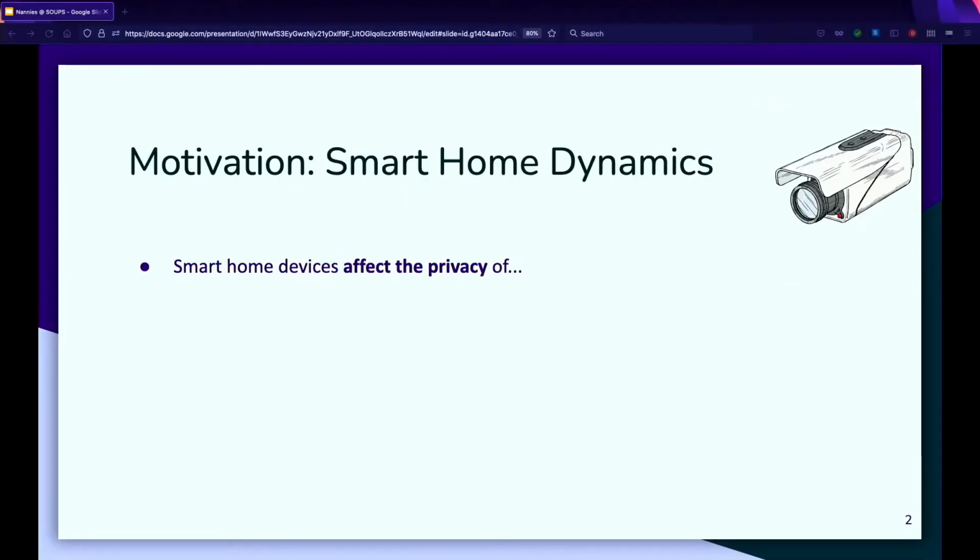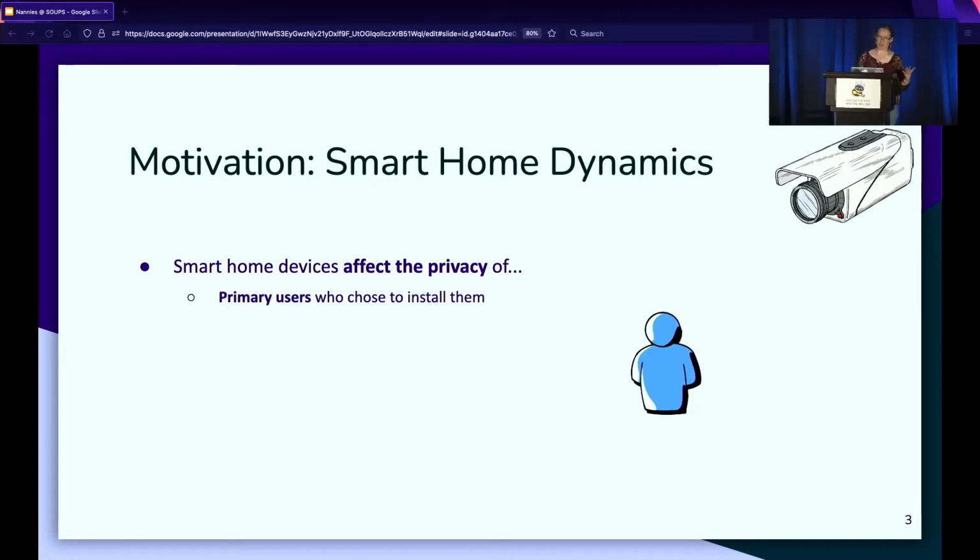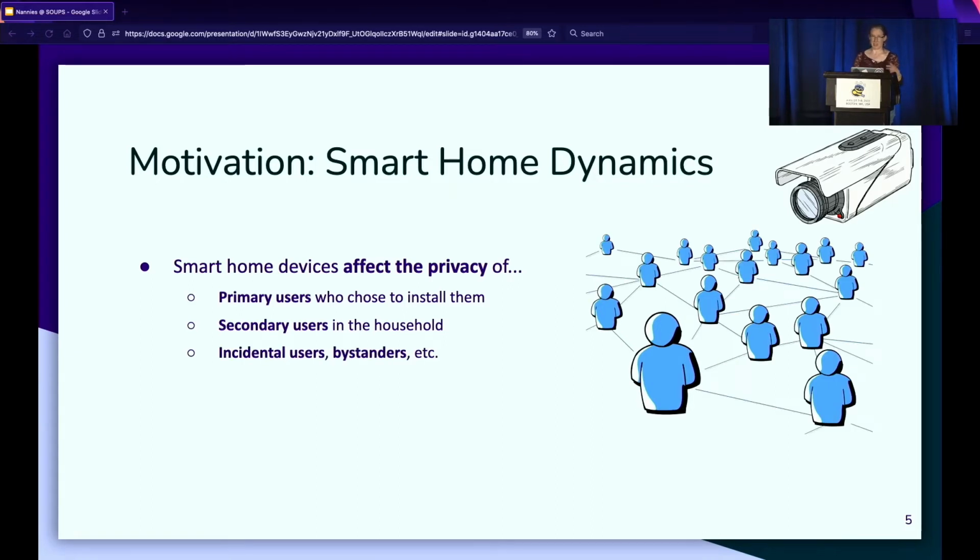Smart home devices affect the privacy of everyone who encounters them, not just the primary users who choose to buy and install them, but also other people who live or work in the household, as well as visitors and bystanders. And yes, you have seen this clip art before this session.